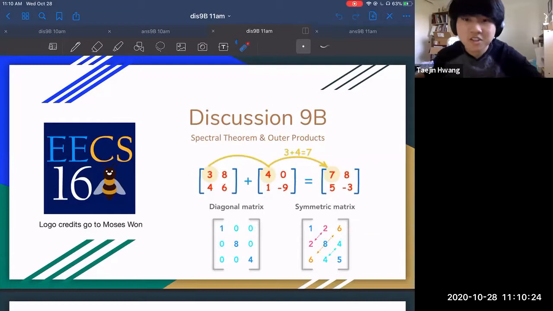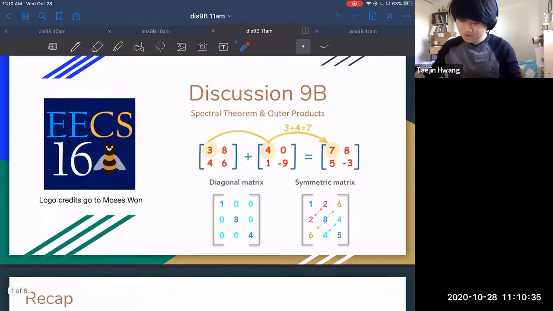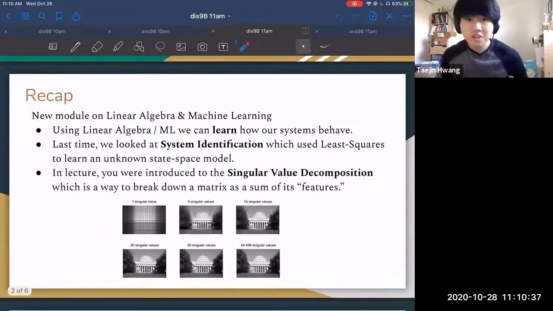All right, let's get started. Today we're going to be looking at the spectral theorem and a little bit on outer products and a lot of linear algebra today. So let's take a quick recap of what we've been doing so far.